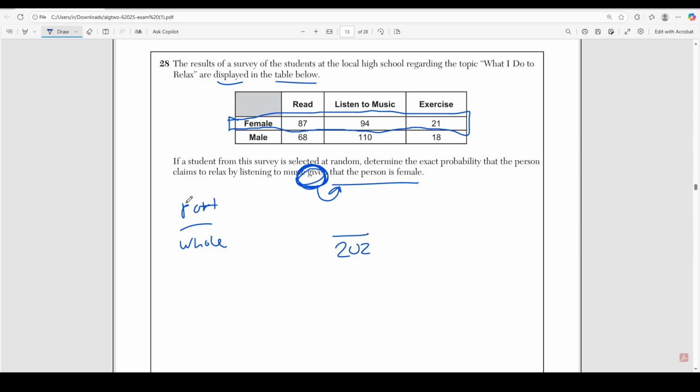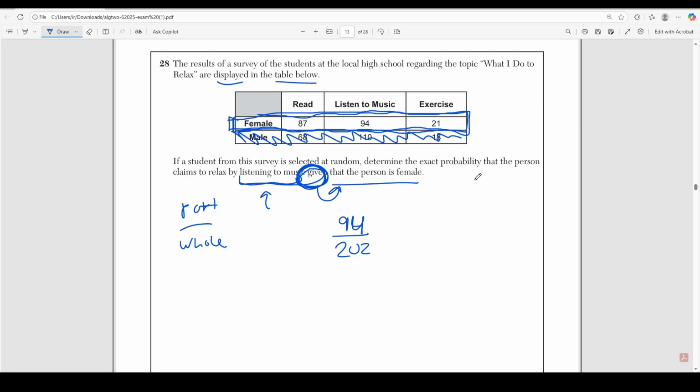Now I need to figure out my part. So what is the probability that a person relaxes by listening to music? So now my part, out of all of the females, right? Given that that person is a female, so looking at only the females, how many of them claim to relax by listening to music. When you read given, you should box in what is given, right? So this entire row right here relates to females. So we're not even considering the males right here. Okay, and given this, how many of them listen to music? Well, 94 of them listen to music.